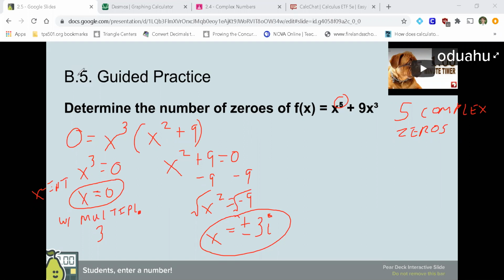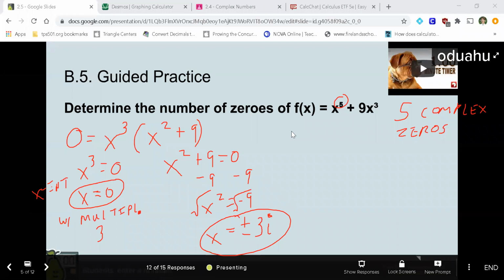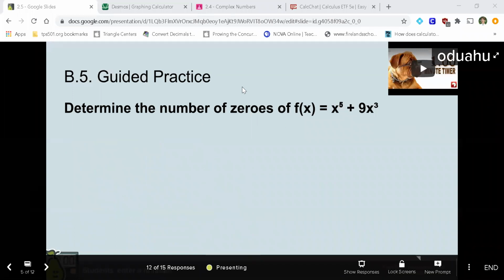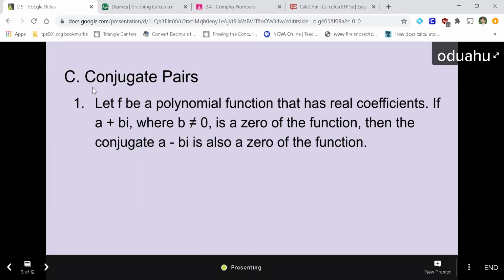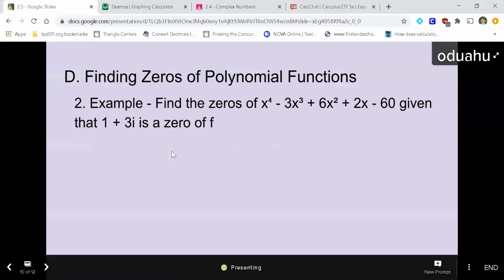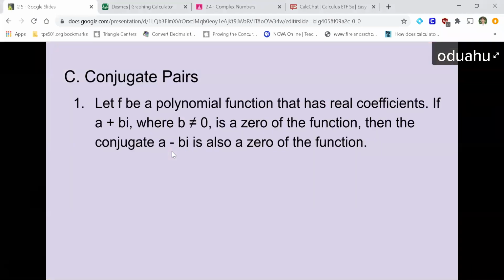See, I told you it wasn't going to be that bad. The only new thing in today's class is just looking at the degree and determining the number of zeros. This, hopefully, we already knew how to do coming into here. All right. The last thing we're going to talk about is conjugate pairs, at least I think. Oh, there's some more example problems, I suppose, that we can do.